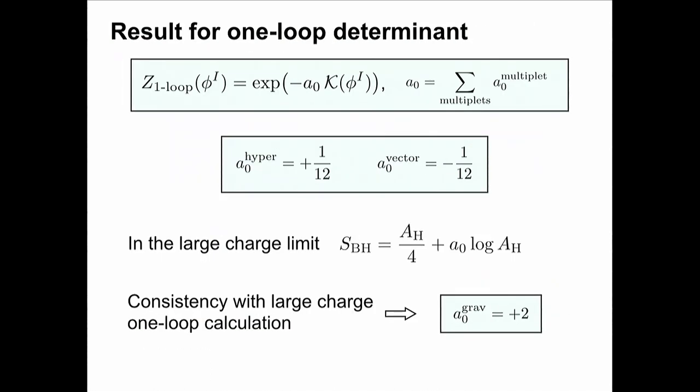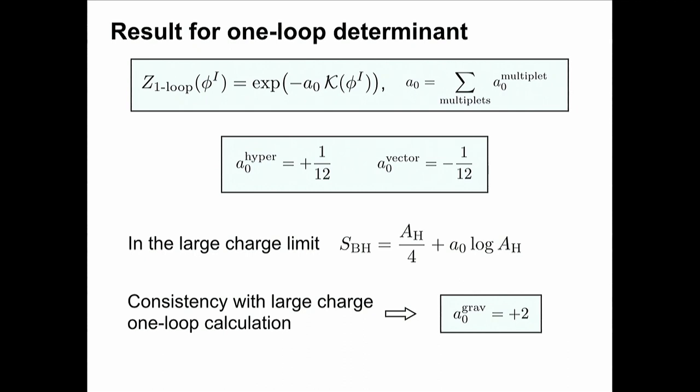Okay, you run this, and as I said, you do the same thing. So in general, you get something like this. The Z1 loop is e to the minus ak, a hyper is this, a vector is that. If you put this into the original formula that I started with today and ended with yesterday, and then do some saddle point evaluation, you'll see that the black hole entropy goes as area over 4 plus this number a naught times log of ah. So the leading log correction is now just a sum of this thing, which was this 2 minus chi over 12 that I showed you.